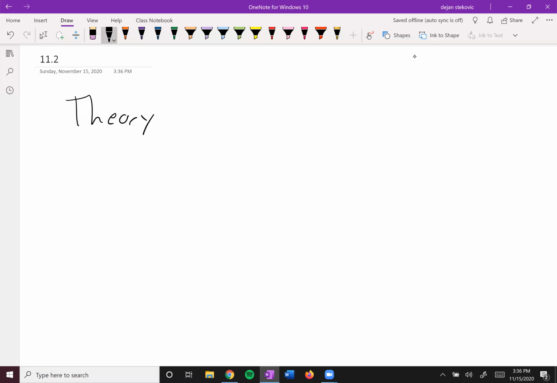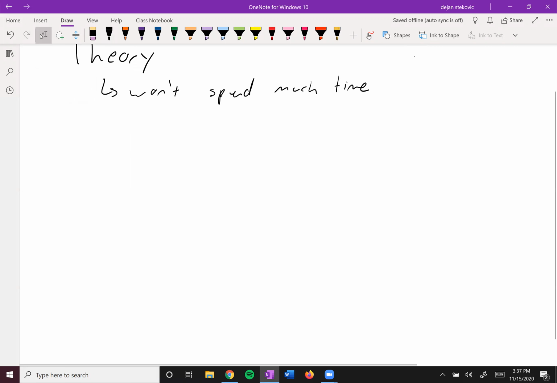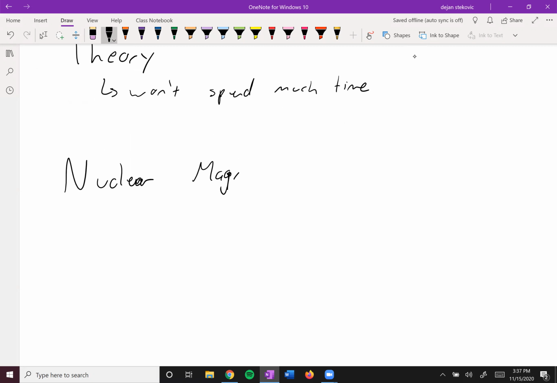So let's talk about the theory behind NMR. We won't spend much time on this. We'll spend most of our time on reading and interpreting the NMR spectra. And so, right, NMR stands for nuclear, magnetic, resonance.